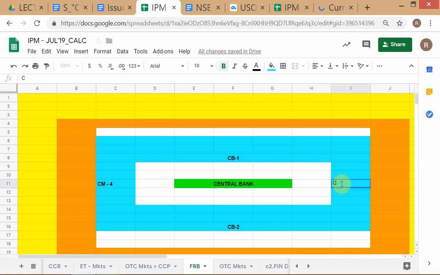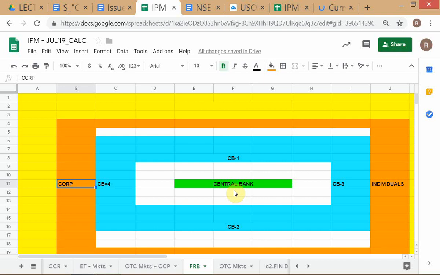Okay. So we'll call this CB 3 and CB 4. Okay. And then on the outer circle you have corporates. Then you have... alright, okay, so this is just a schema.